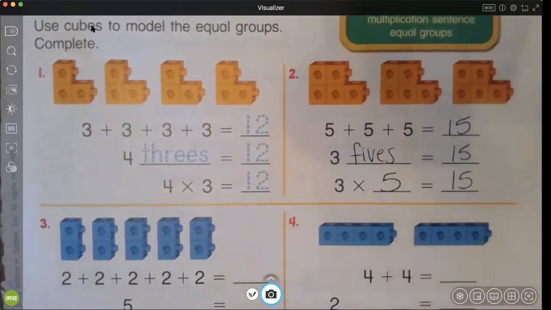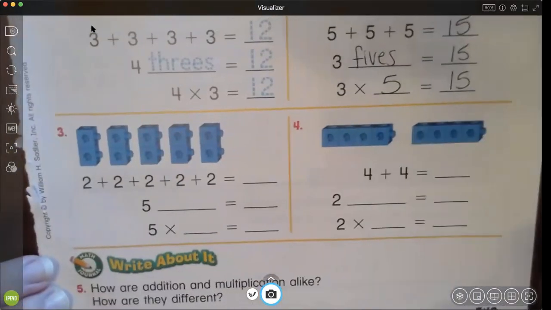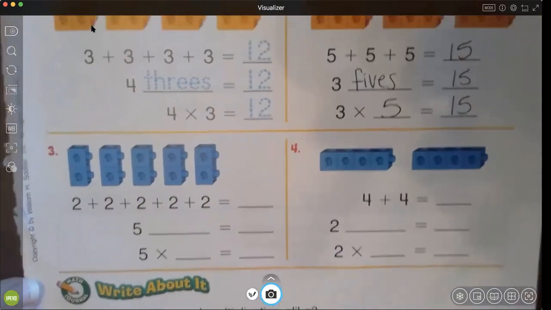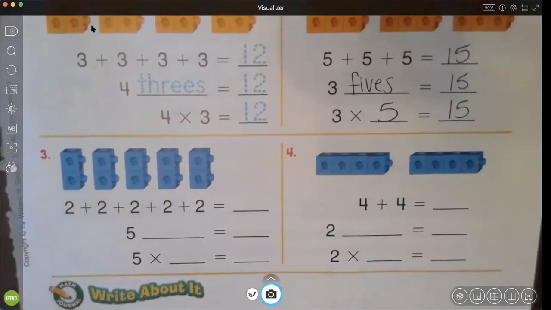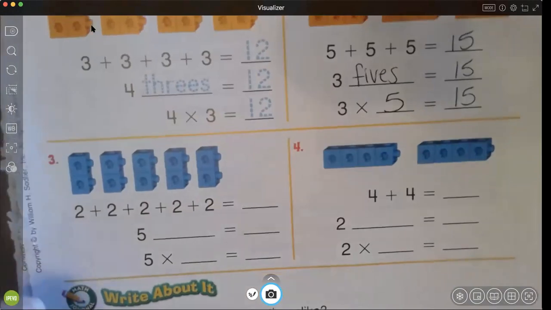Okay? All right, now would be the time to pause the video. Try number 3 and 4 on your own, and then hit play and see if you're correct. So let's do number 3.